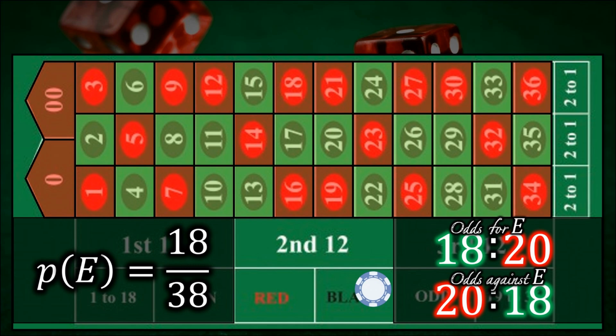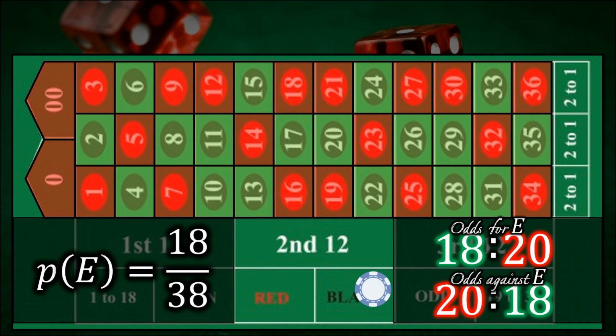Instead of looking at the 18 outcomes that are in the event compared to the 38 total, I've got the 18 outcomes that are in my event E compared to the 20 outcomes that are not in my event E, that are in the complement of E, the opposite of E, not E. I'm comparing those two. And I'm using the colon here to show that this is more of a traditional comparison. It's a ratio. It's still technically a fraction, but it's focused more on comparison. I'm comparing the number of outcomes in the event to the number of outcomes not in it.